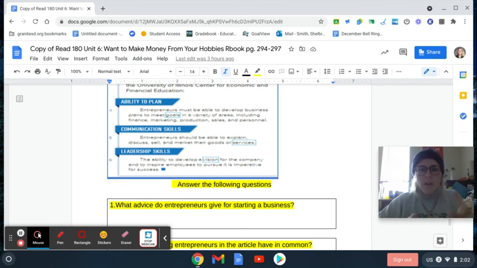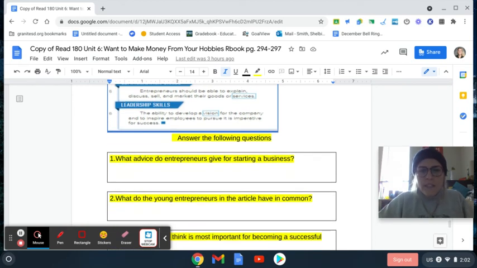Next thing you got to have are communication skills. Be able to talk and communicate and sell your product. It says entrepreneurs should be able to explain, discuss, and sell and market their goods or services. And the last thing, you got to have leadership skills. The ability to develop a vision for the company and to inspire employees to pursue it, to be able to back up your company and want to sell your stuff is imperative for success. Whew, that was a lot.